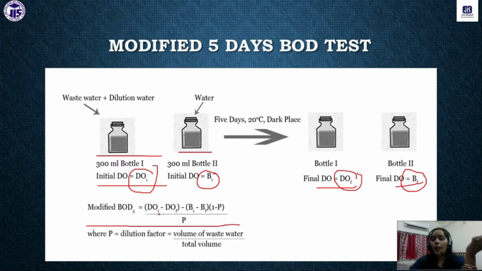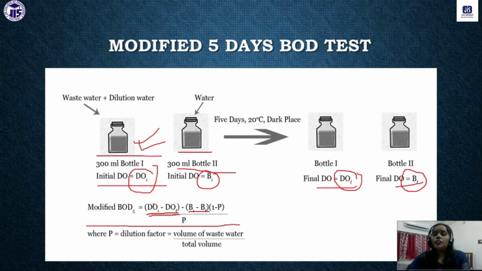Now what will be the equation of the modified test? That is DOI minus DOF. Look here, DOI minus DOF. What does it mean? DOI is the initial value of dissolved oxygen for bottle 1, and DOF is the final value of dissolved oxygen for bottle 1. So initial minus final, this value will give you the BOD of bottle 1. Understand? And BI minus BF, again this is for bottle 2. So this value will give you the BOD of bottle 2.